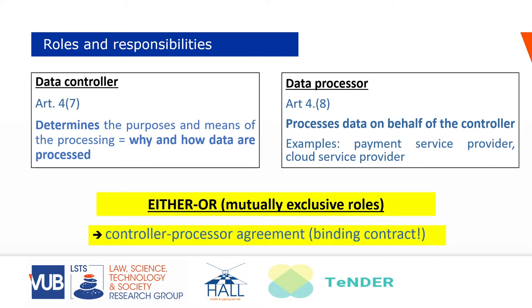Who has the obligations? There are two entities. You have the data controller who runs the show and the data processor who helps out. In very simple English, the data controller decides how and why you're going to do something with the personal data, and the data processor then just executes the action. This is typically your host service or cloud service. And you can be either or, you cannot be both at the same time.